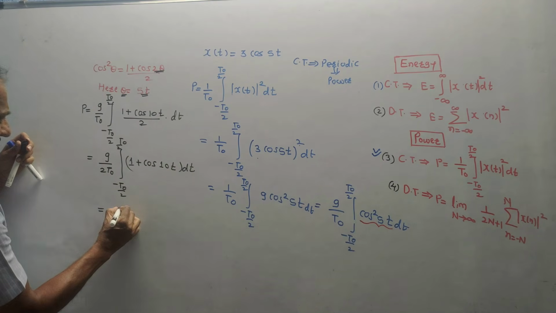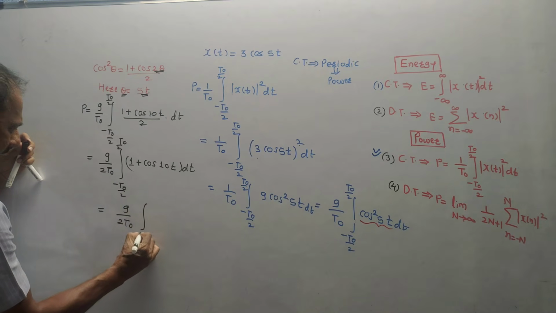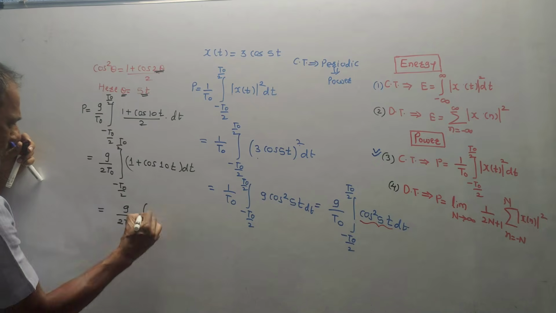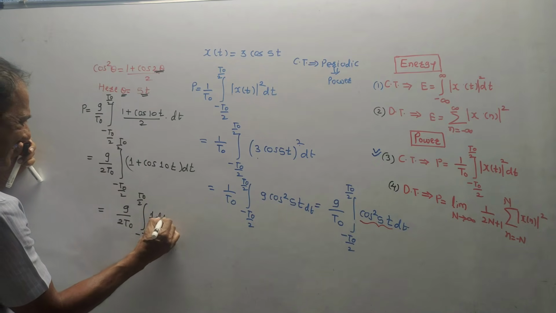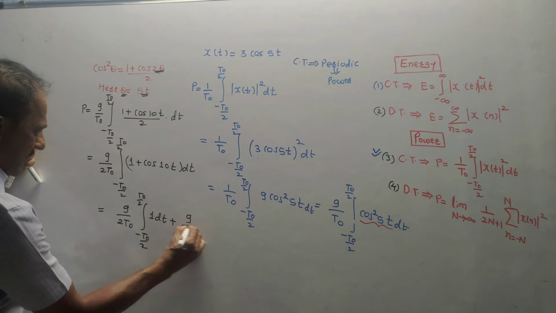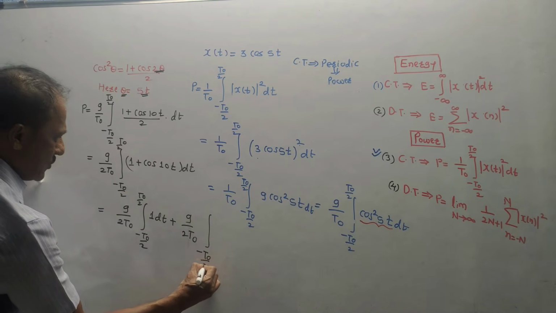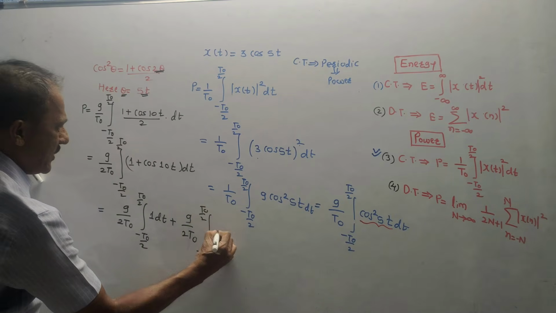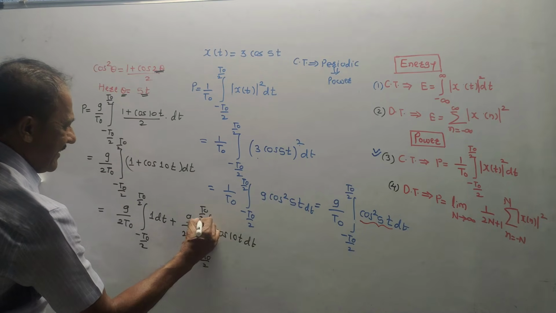We can well write this integration separately. 9 by 2 T0 integration from minus T0 by 2 to plus T0 by 2 of 1 dt, plus the same 9 by 2 T0. I am writing the term separately. Integration from minus T0 by 2 to plus T0 by 2 of cos 10t dt.